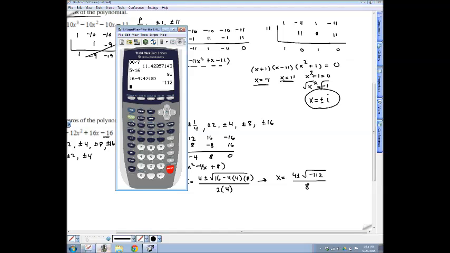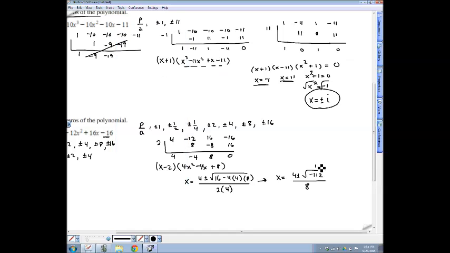And now 112 is 16 times 7. If we take the square root of 16 times 7, the 16 is going to come out as a 4. And the minus sign is going to come out as an i. So this is 4 plus or minus 4i times the square root of 7, all over 8.